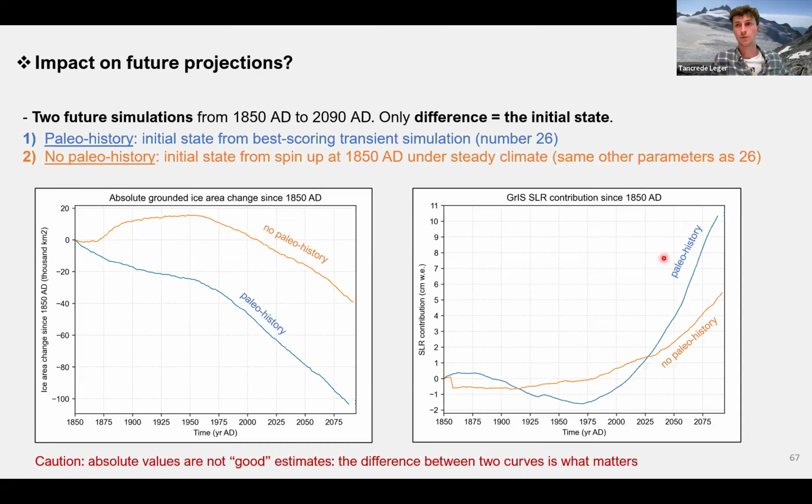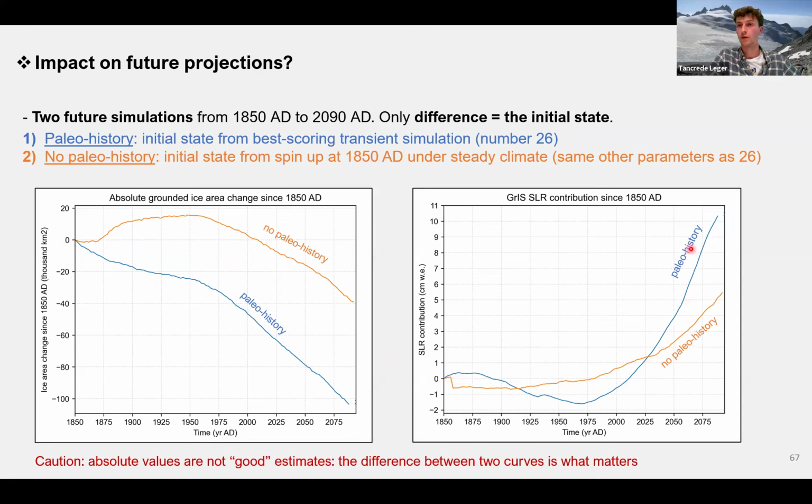Okay, so these are the results from this little experiment. You see here the absolute glacierized area change, so the change in areal extent of the ice sheet from 1850 to the end of the century. And you see the difference between the no paleohistory scenario, which is the steady state spin-up, and the paleohistory scenario. We have much more retreat of the ice sheet with that. So you see a clear difference.